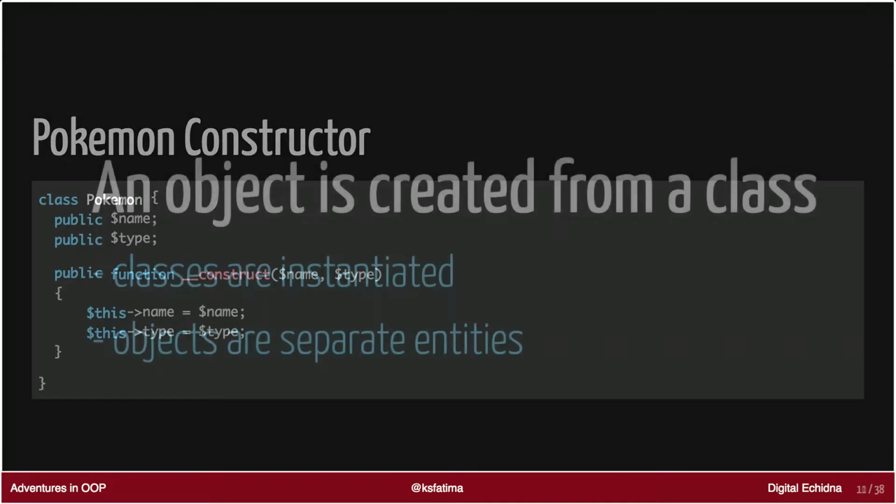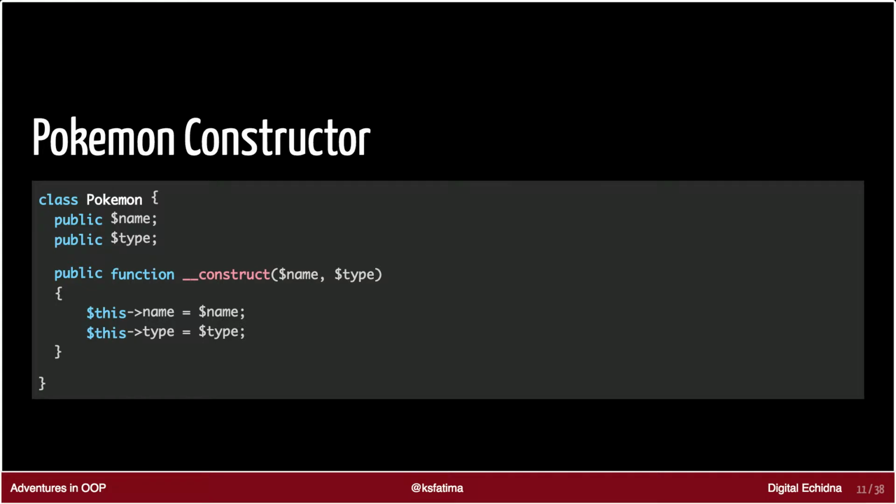So let's take a look at what a constructor would look like in our Pokemon class. It's basically a function with 2 underscores, you can't really see them. It's called construct, and we're giving it the property name and the property type. And this is a sort of variable thing in PHP that allows you to know, I am within the class, so this class is name and this class is type.